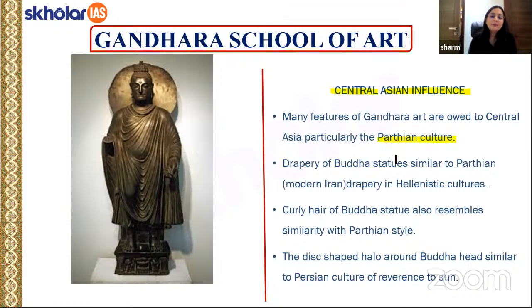कैसे? इसके हम examples in pointers से देखेंगे. Now, students, the drapery of Buddha statues is similar to the Parthian, which is modern Iran drapery in the Hellenistic cultures. So this particular kind of drapery, अब जैसे मैंने आपको मथुरा स्कूल ऑफ आर्ट के एग्जांपल दिया था, वहां पे इतना रियलिस्टिक तरह से ड्रेपिंग नहीं हो रखी है, ठीक है.